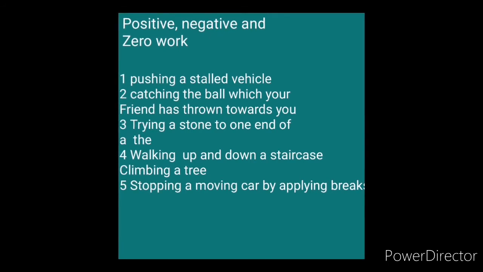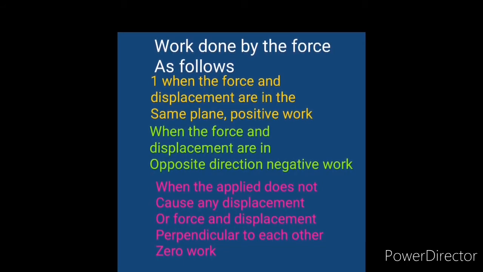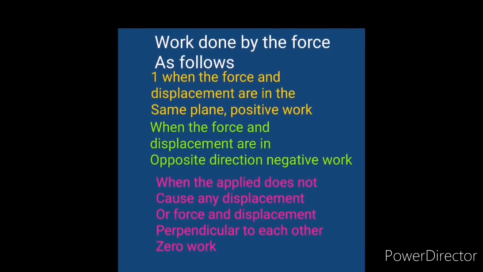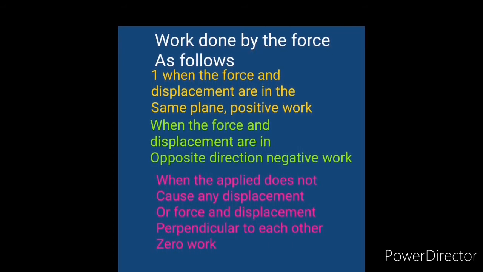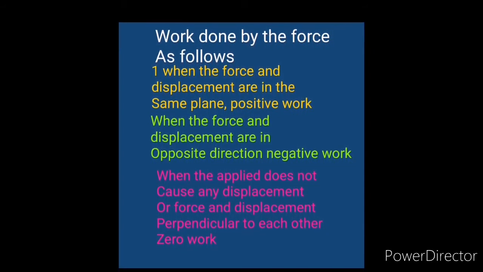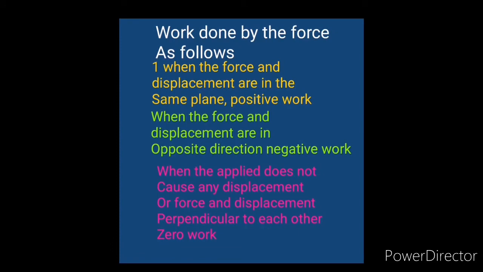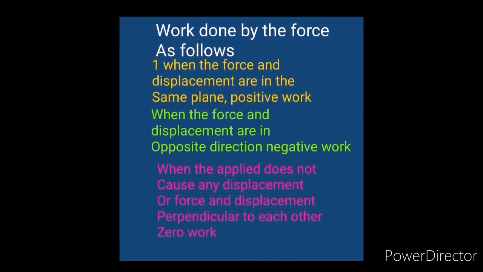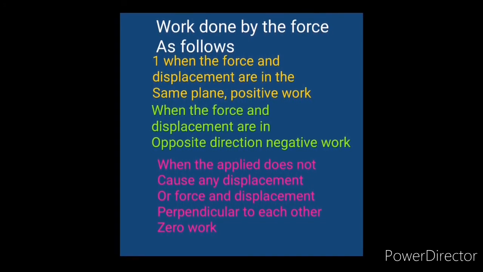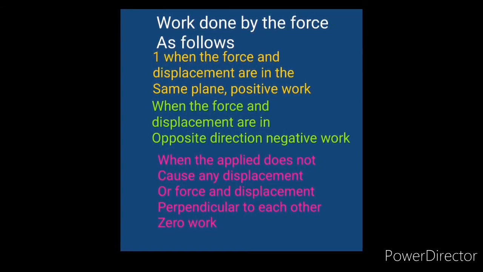You will notice that in some of the above examples, the direction of the force and displacement are the same. In some other cases, these directions are opposite to each other, while in some cases, they are perpendicular to each other. In these cases, the work done by the force is given by W = F s cos theta. First is when the force and displacement are in the same direction, that means angle theta equals 0 degree. Then the work done by the force is positive work.